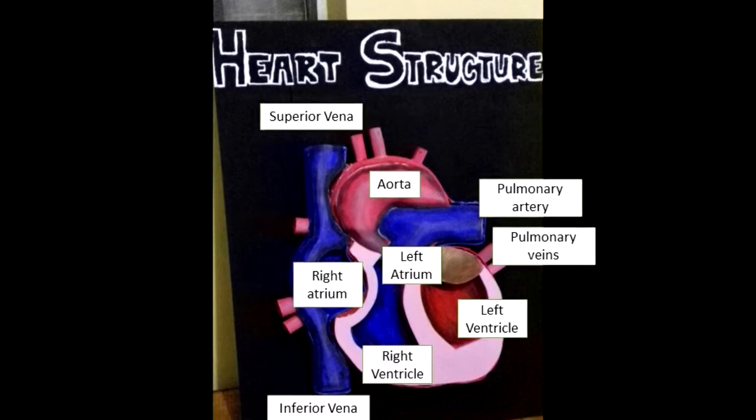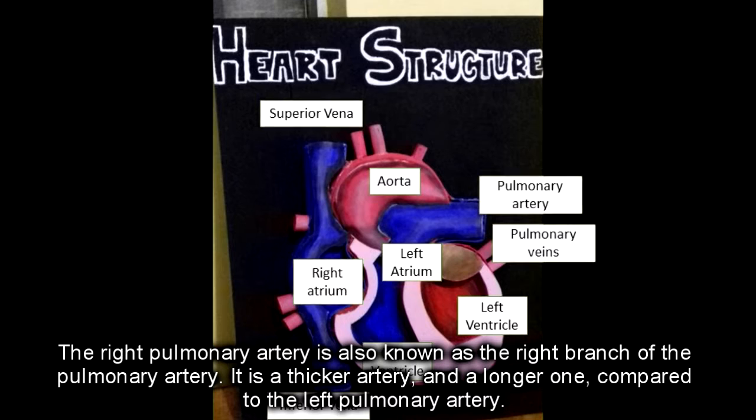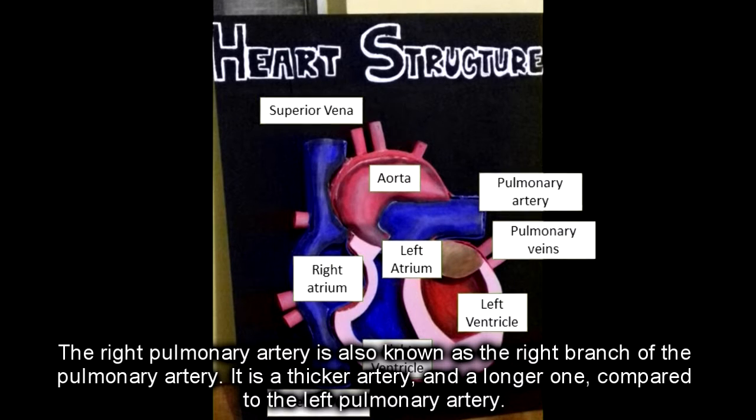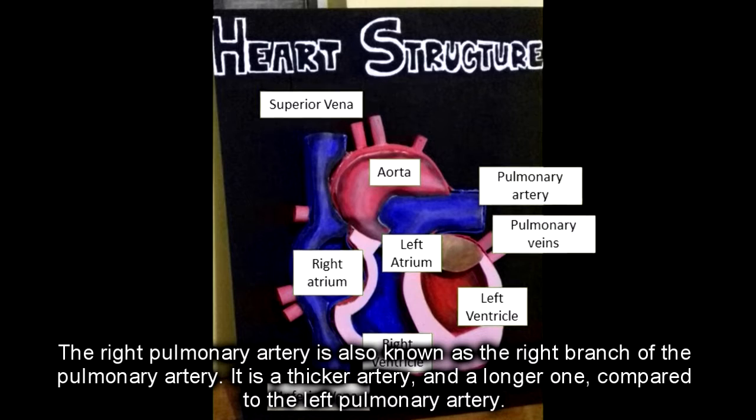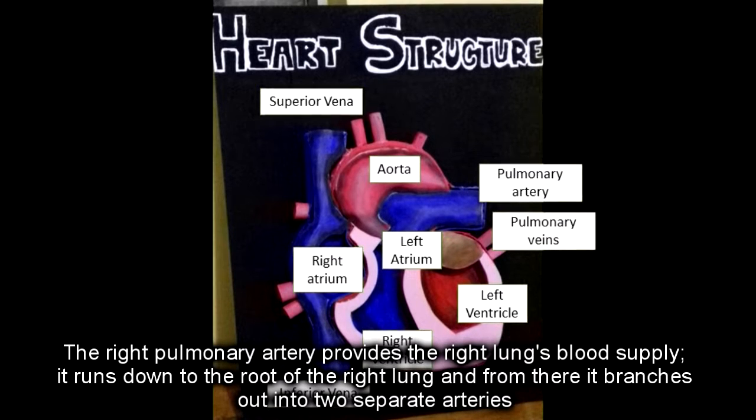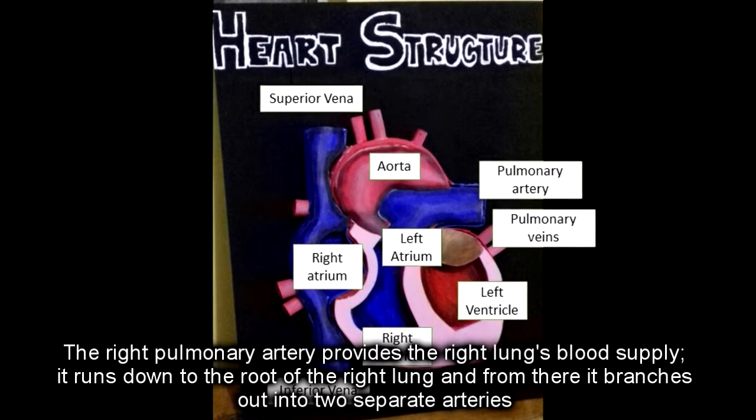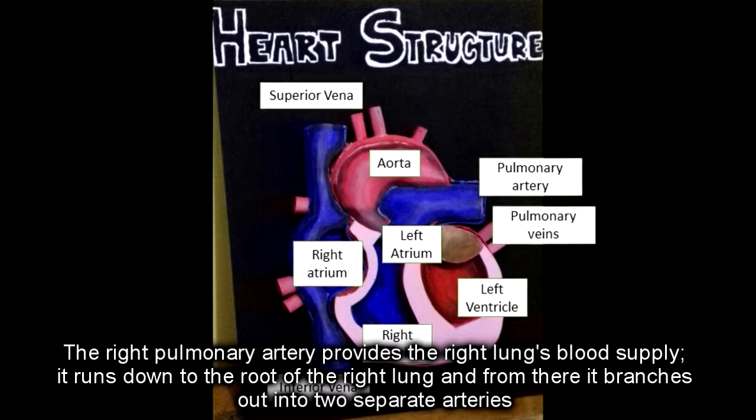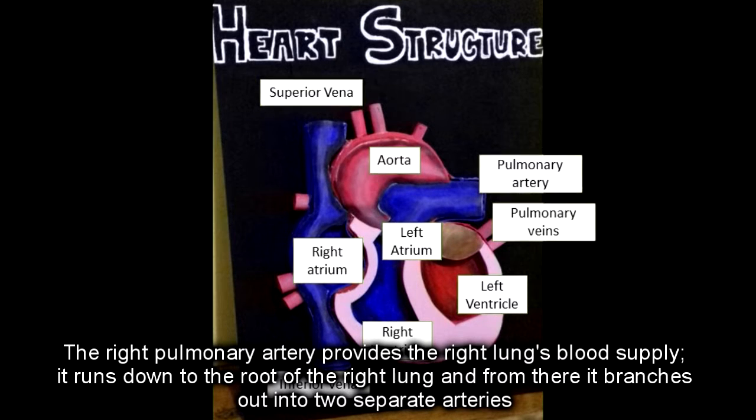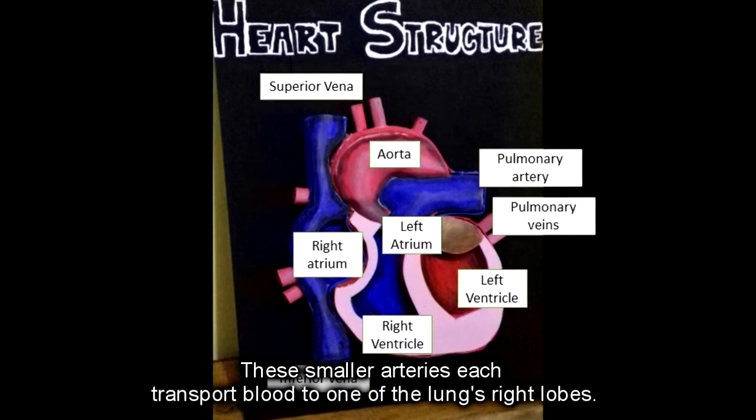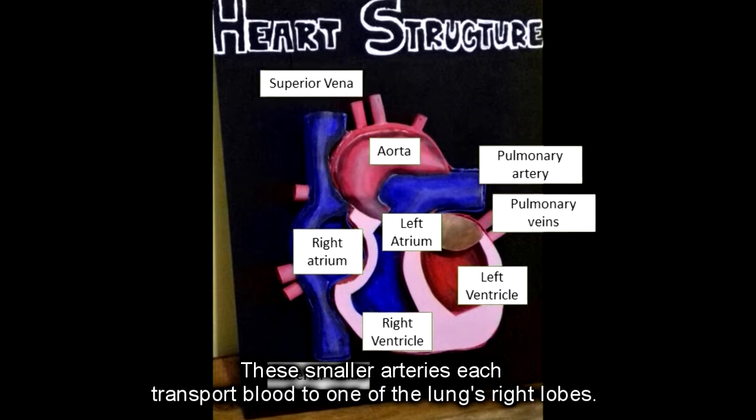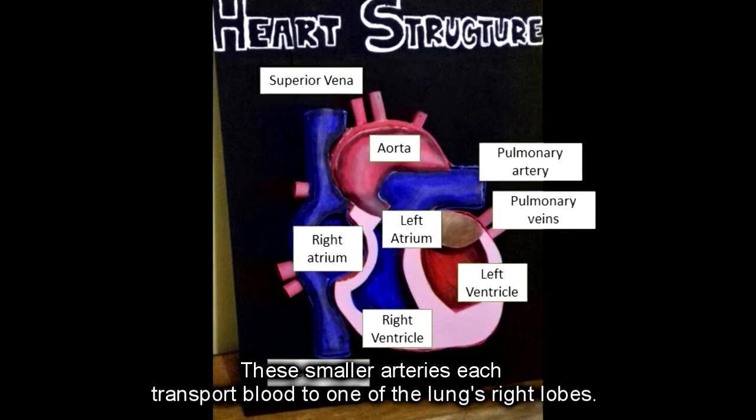The right pulmonary artery is also known as the right branch of the pulmonary artery. It is a thicker artery and a longer one compared to the left pulmonary artery. The right pulmonary artery provides the right lung's blood supply. It runs down to the root of the right lung, and from there it branches out into two separate arteries. These smaller arteries each transport blood to one of the lung's right lobes.